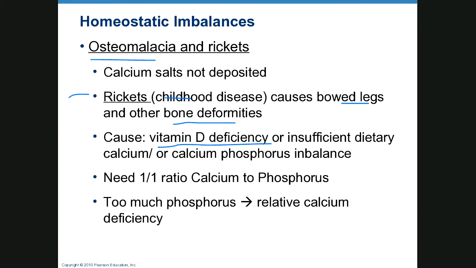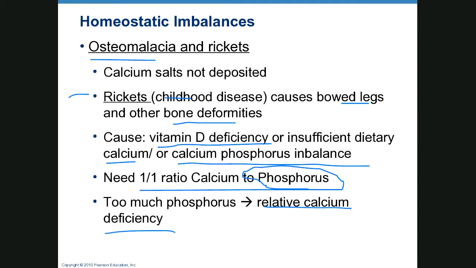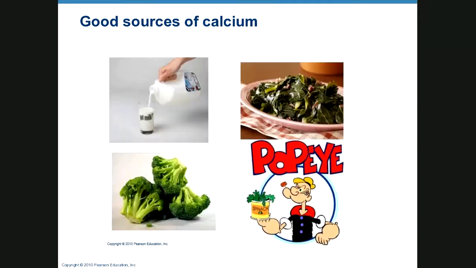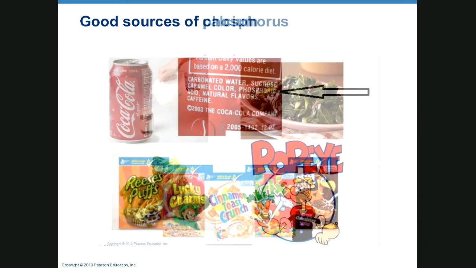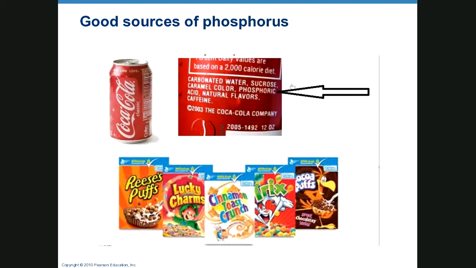Insufficient dietary calcium, or a calcium phosphorus imbalance. If you have more than a 1-to-1 ratio of calcium to phosphorus, as in more phosphorus than calcium, you have a relative calcium deficiency. Now, as we look, we see good sources of calcium: milk, broccoli, some kind of greens, maybe collards, spinach. These are good sources of phosphorus. See, it says phosphoric acid right there. All these cereals, any types of grains and cereals.